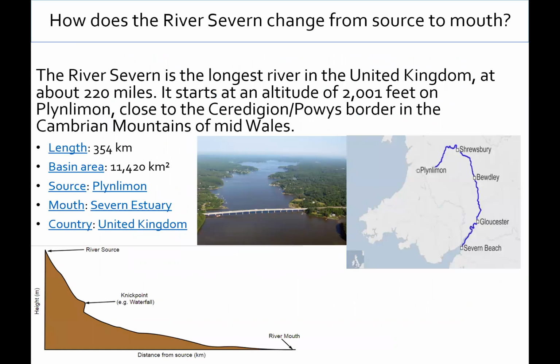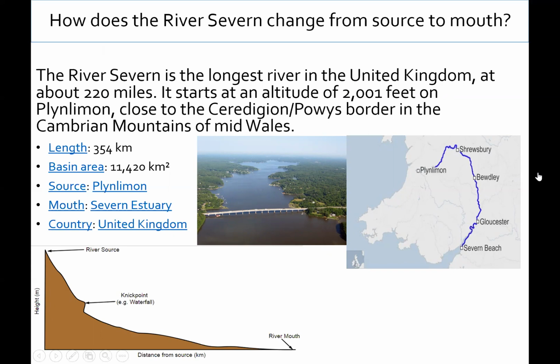So the big question is, how does the River Severn change from its source to its mouth? So from its start to its end. The reason we're doing the River Severn is because it is quite significant, quite important. It's the longest river in the United Kingdom. It's about 220 miles long, and it starts in a place called the Plinlimmon Hills, which is 2,000 feet above sea level, in the Cambrian Mountains in mid Wales, where there's quite a lot of rainfall. That's where the river starts as a small stream.